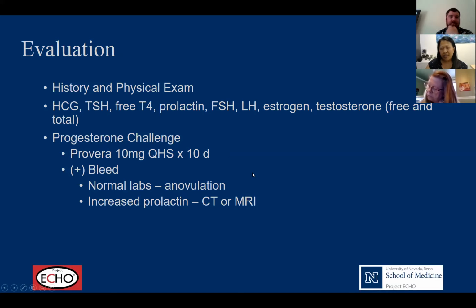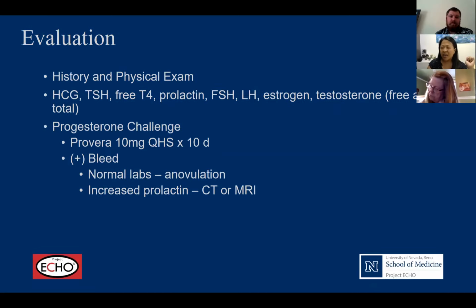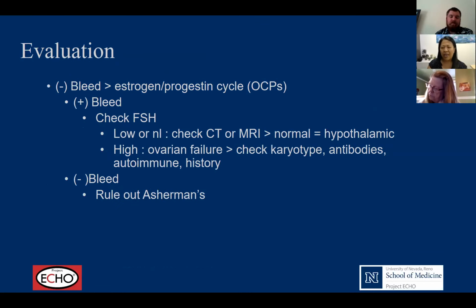If that is the case, then pretty much we're good to go. And we know that they can have a period and so forth. Sometimes with this sort of jump start, they will actually start to have a period every month or every couple of months, which is fine. Usually in these cases, the labs are normal. If it's not, obviously you'll do the appropriate thing. Like if there's an increased prolactin, you want to see a CT or an MRI of the brain. I prefer the MRI. If they don't bleed, don't panic.